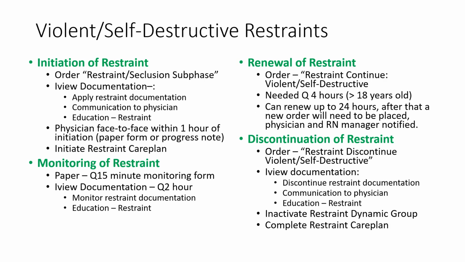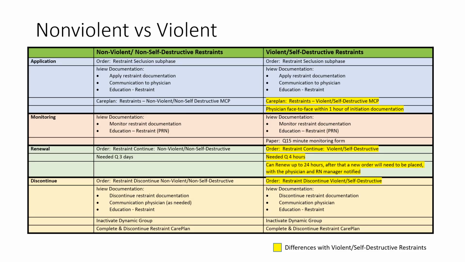For violent, self-destructive restraints, the ordering process and documentation are very similar to the non-violent, non-self-destructive restraints. We will go over the differences when ordering and documenting the violent, self-destructive restraints. What does not change? The order is still the same, restraint seclusion subphase. We still document through the apply, monitor, and discontinue task. The basic restraint documentation process is the same.